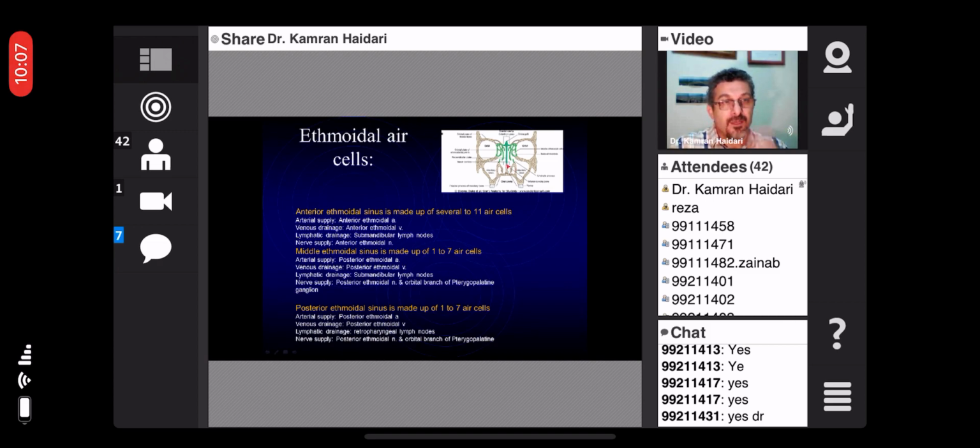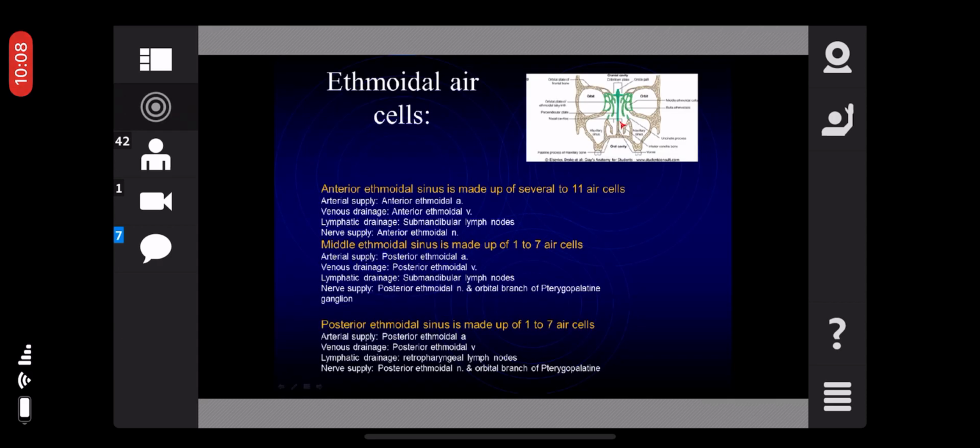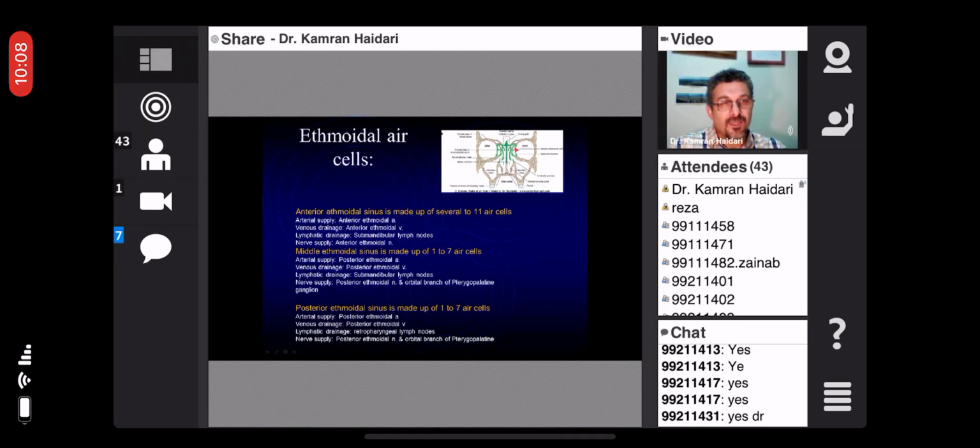In this picture, all green parts are related to the ethmoid bone. This is the perpendicular plate of the ethmoid bone, which contributes to the medial wall of the nasal cavity, you can see. And this is the lateral mass of the ethmoid bone, left side, right side. Okay. And this is the crista galli. Crista galli locates in the anterior cranial fossa, this area.